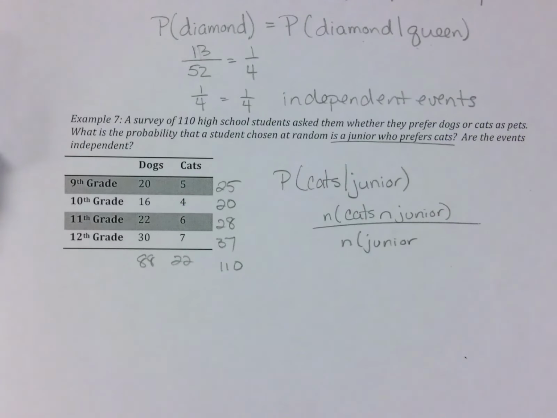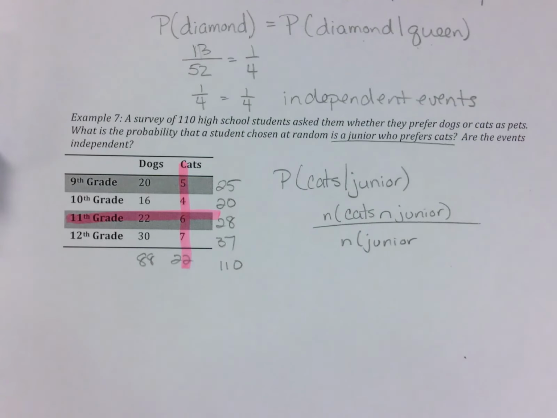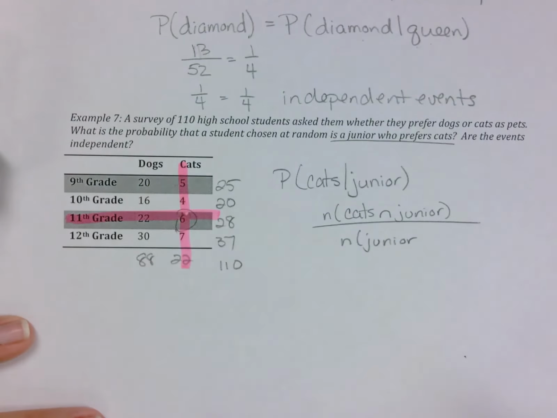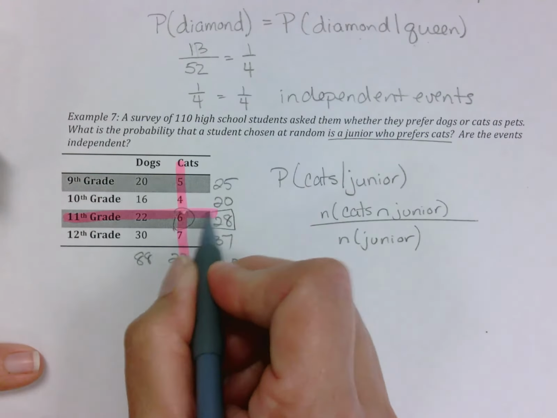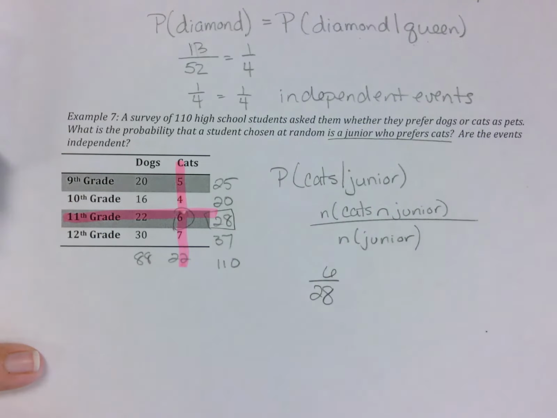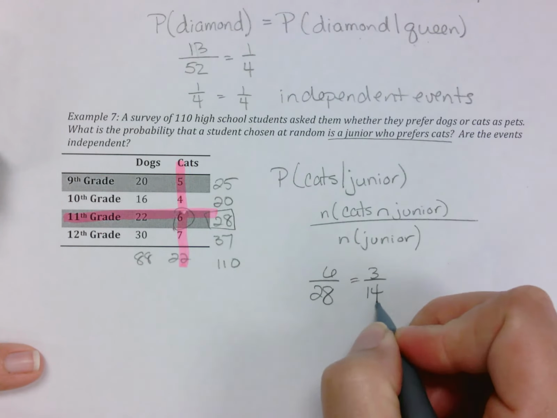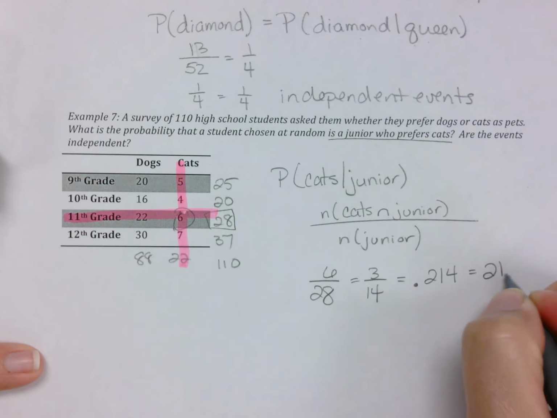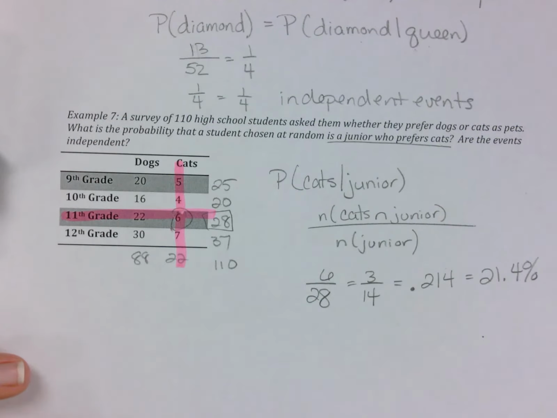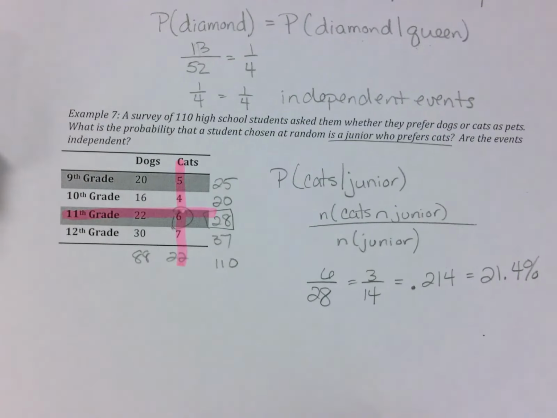So we look at our chart, we find where our cats are at. Here are our cat lovers. Here are our juniors in high school. Those two things intersect with 6 people. So we're going to say 6 divided by the number of juniors. There are 28 juniors. So 6 divided by 28, which reduces to 3 over 14. As a decimal is 0.214. So as a percentage, 21.4% of the people surveyed liked cats given that they were a junior in high school. So then the actual question here, or the second question in this case, is, are these independent events?